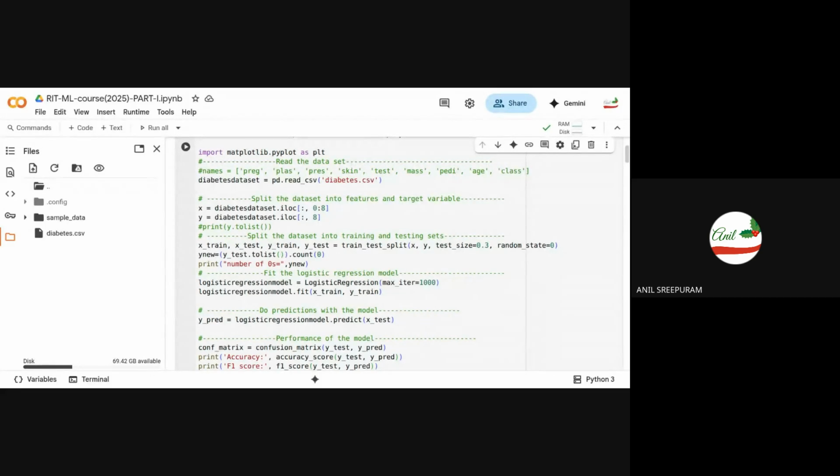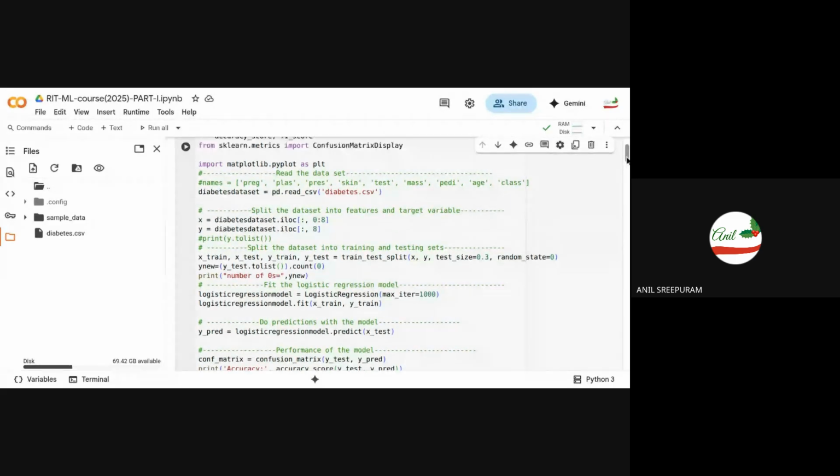After this, I'll be explaining how you are going to evaluate the performance of a classification model. There are some parameters for that. First of all, let us see what is the output of this. Let's run this one.